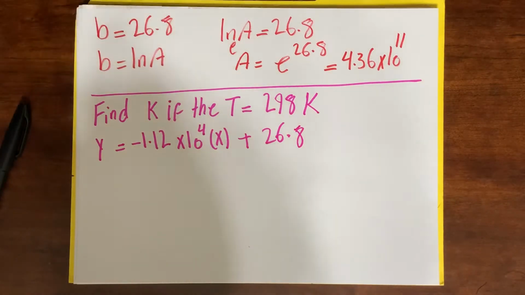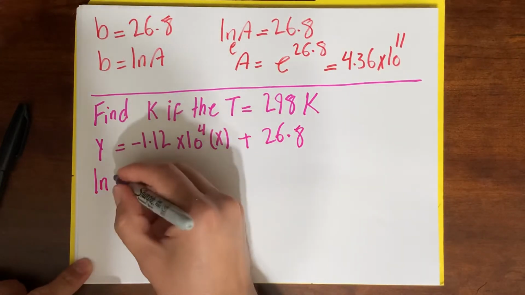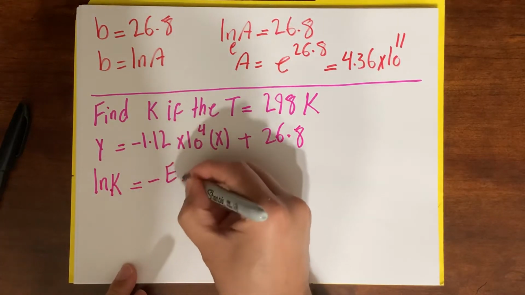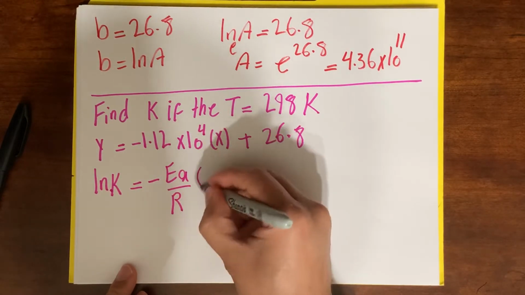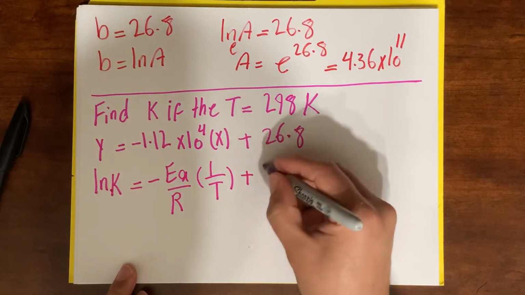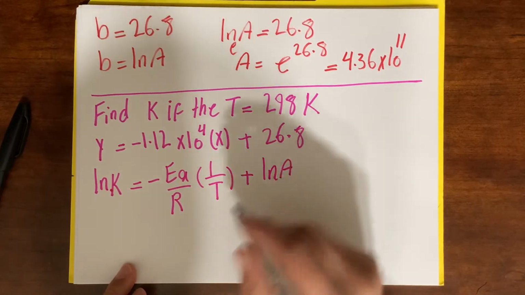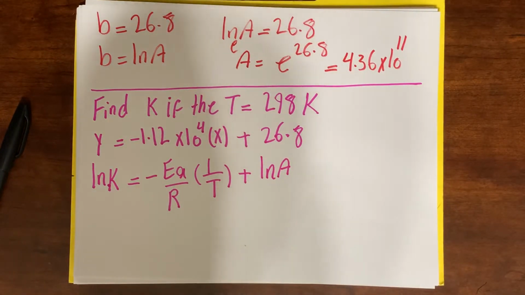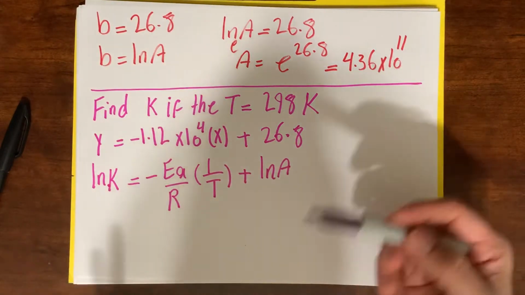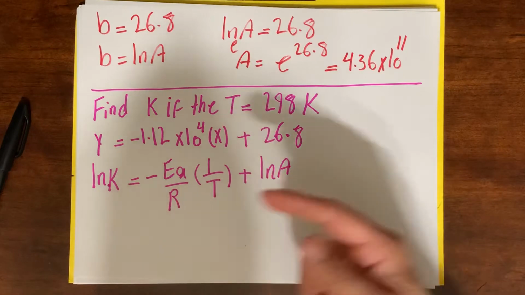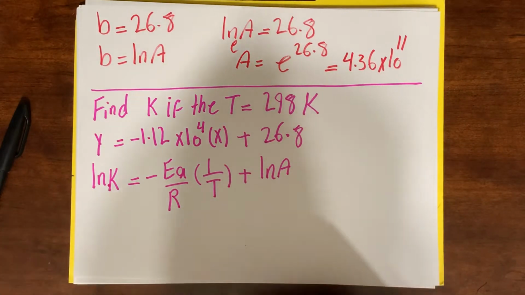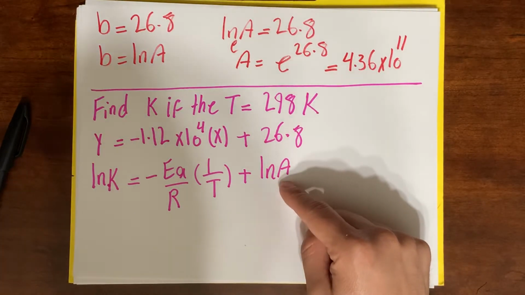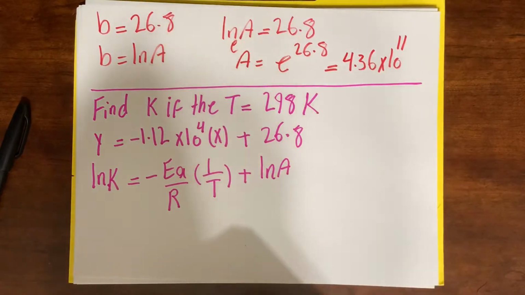Okay. And I have ln of K equal to minus Ea over R times 1 over T plus ln of A. So the only thing I need to do, technically, is put in the temperature and get the ln of K. If I have ln of K, I can calculate the K. So you can use any of these to calculate the K.